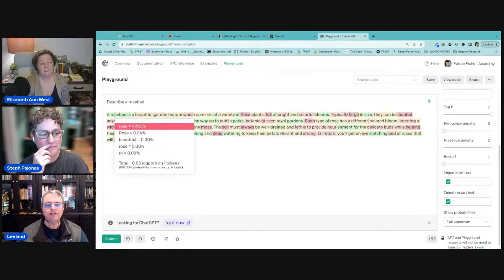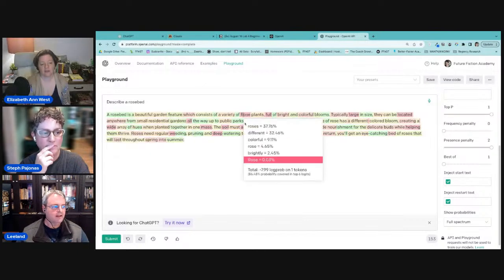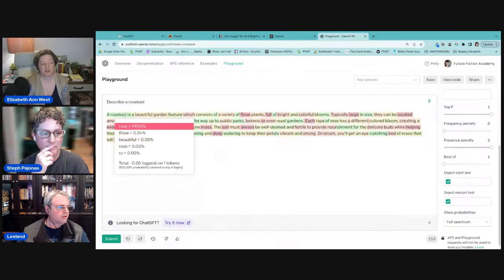As far as it does not understand. But it already had rose one time here. Right? So it has rosebed. Is rosebed one word? Nope, it's two tokens. Yeah. Okay. That's what we're talking about. Like my presence penalty was a two.